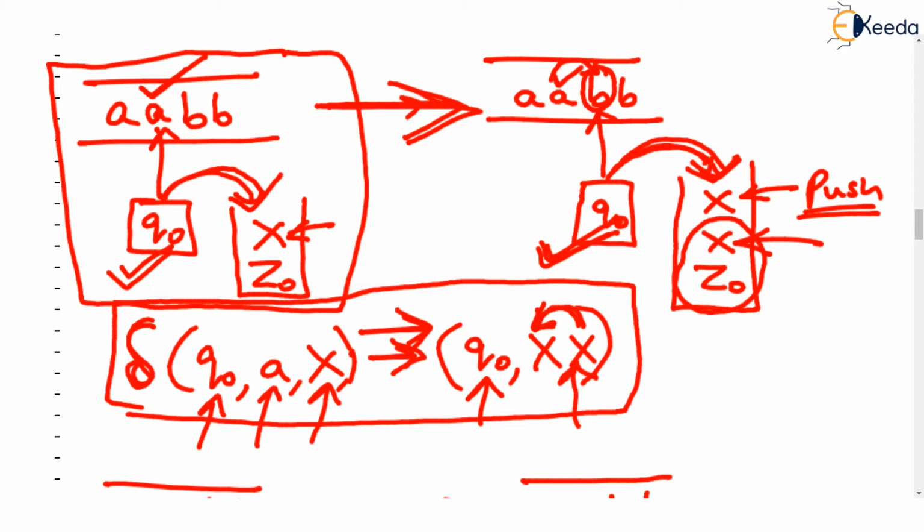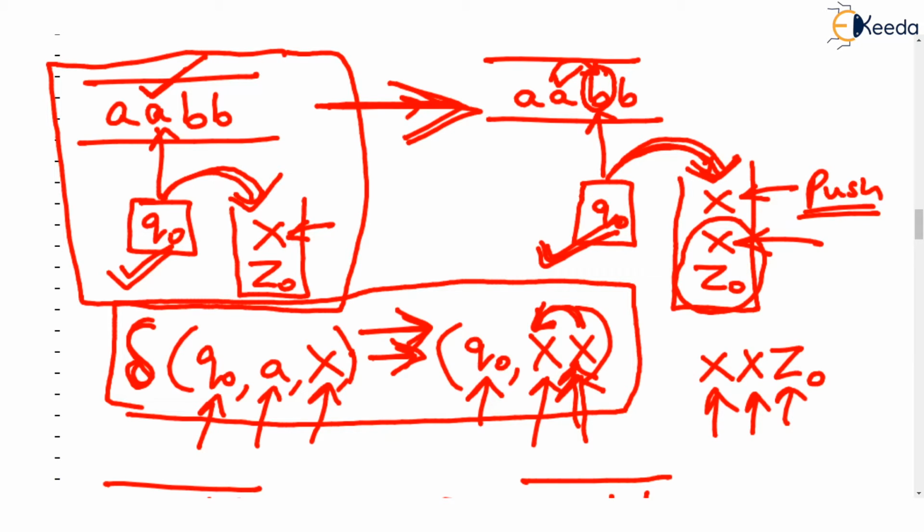I hope you are understanding. Well, when we write our resultant configuration, we write only what was at the top of the stack and what has been pushed on top of that. Look, we don't write the complete string of the stack, that Z0 was there, then on top of that X is there, then on top of that X is there.